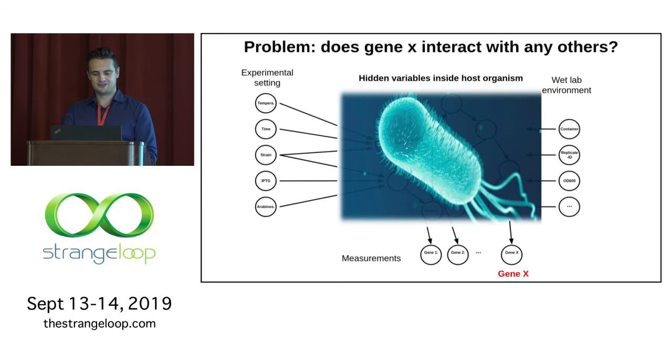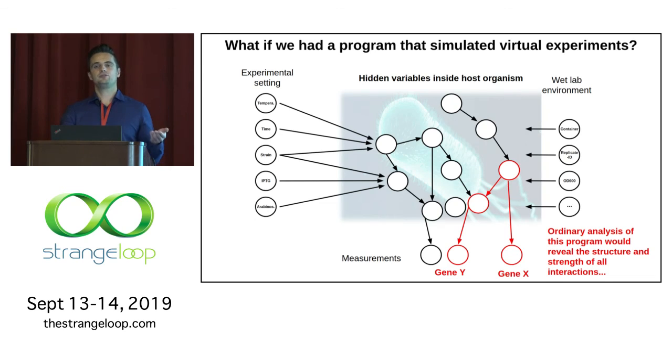I have one more example application. This is a real-world use case where we use this currently. We work on a DARPA project on synthetic biology, where the problem statement is, you look at an organism. You have an experimental setup. You modify the organism. You have a wet lab environment. You want to know what happens inside the organism, but all you get is noisy observations, what they call RNA-seq measurements. So it's unclear what happens inside the organism. If you knew what happened inside the organism, you could run an ordinary analysis of the program, and you would get an idea about the mechanisms and the dependencies that have generated your noisy observations.